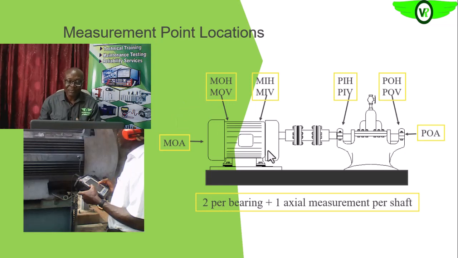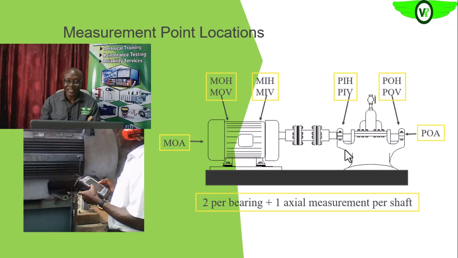So on the motor we have basically three measurement positions on the outboard and three measurement positions on the inboard. That is what is stated here: motor outboard vertical, motor outboard horizontal, motor outboard axial. Then on the inboard, we can only take the vibration reading when the equipment is working. For safety purposes, it may not be feasible to take the axial reading around the inboard end because of the shaft that is rotating and it may be covered, but we can take the horizontal and vertical vibration reading. Then on the pump end, the same thing too.